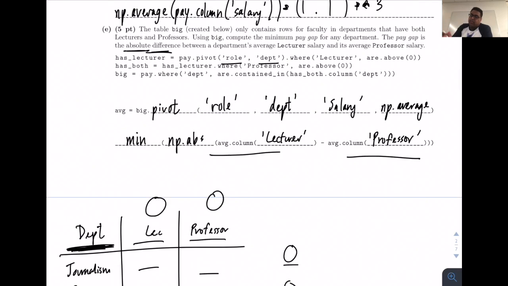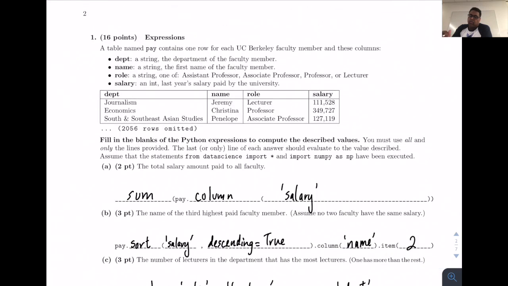And as the question specifies, we want the minimum pay gap, so we'll just take the minimum of that, and that'll give us the minimum pay gap. And that wraps up question number 1.